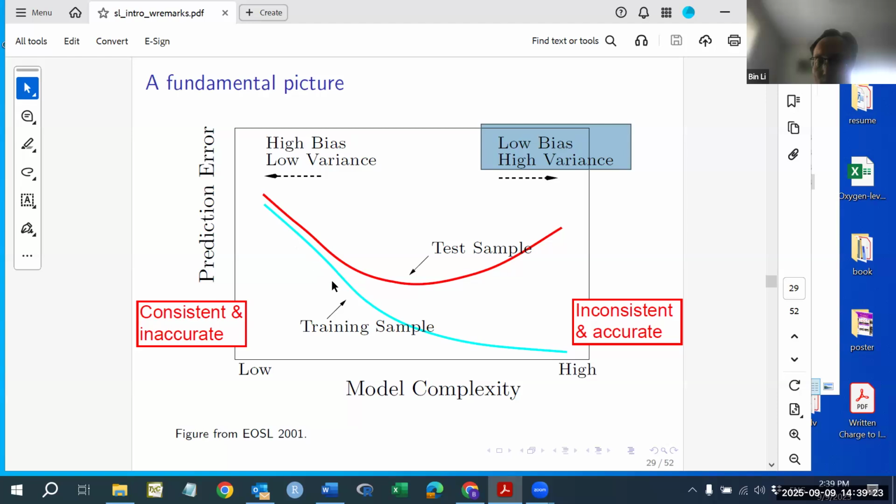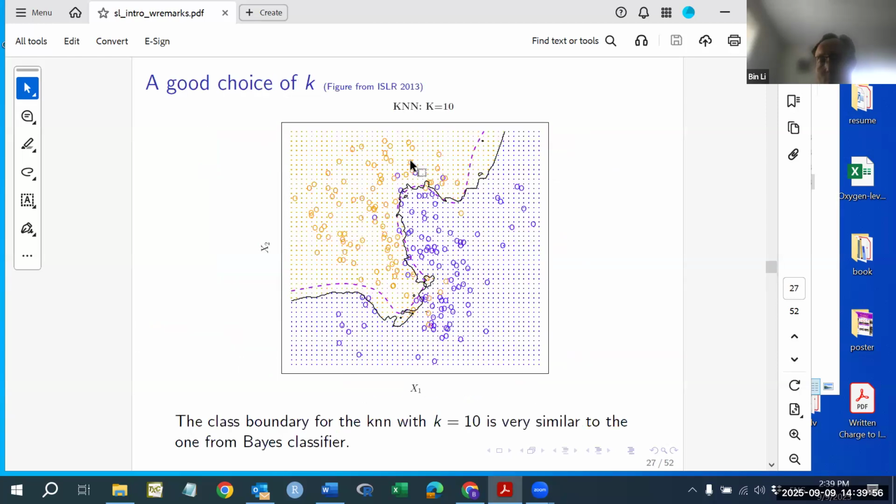From the training error, it's monotonically decreasing from simple model to the flexible. So which is the best point? The best point is the one that has the lowest value on the test error curve. So the best model is not on this side, not on this side, but somewhere in the middle. Okay, so that's the relationship between the model complexity and the bias-variance.